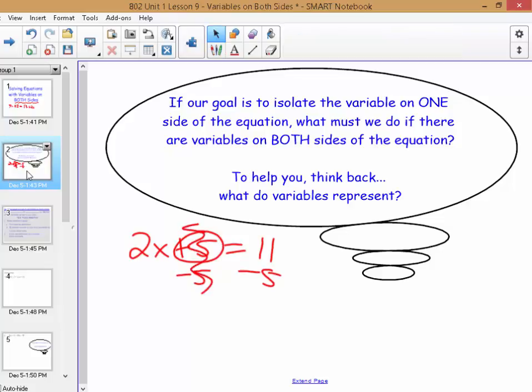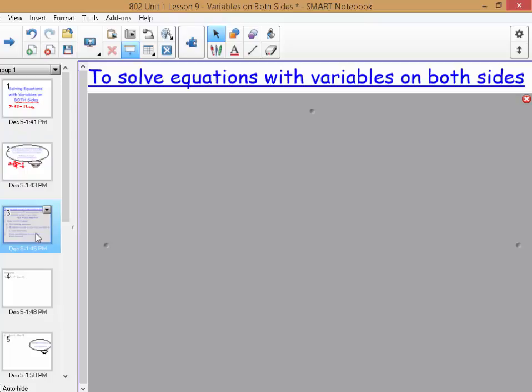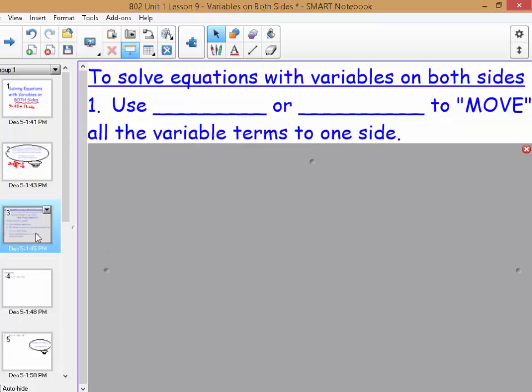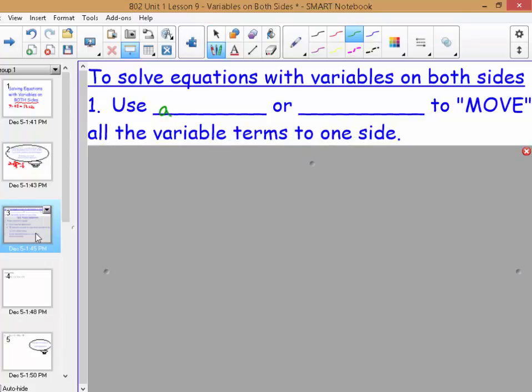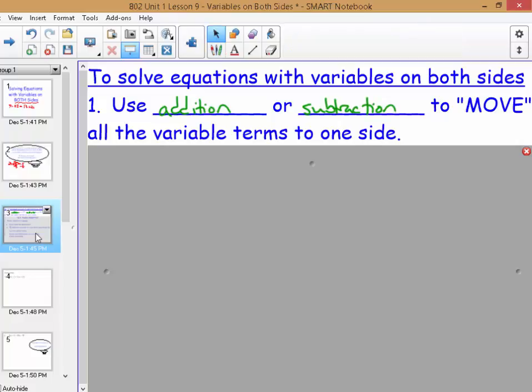We're going to do the same thing then with variables. We're going to try to get them off of one side. We're trying to get rid of them, and we're going to use a lot of the same steps that we've done before. So the idea to solve equations with variables on both sides, and this is the number one key. The big thing is you're going to use addition or subtraction to move all the variables to one side of the equation. And notice "move" is in quotations. I'm not exactly saying we're moving variables, but we're definitely getting rid of variables on one side.